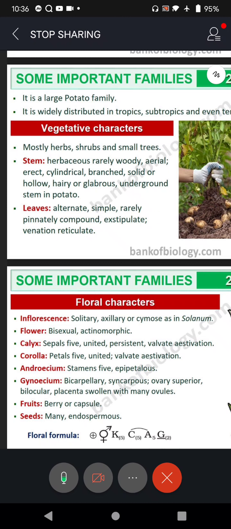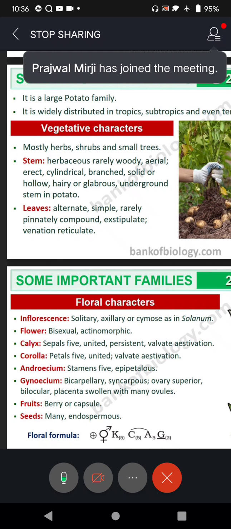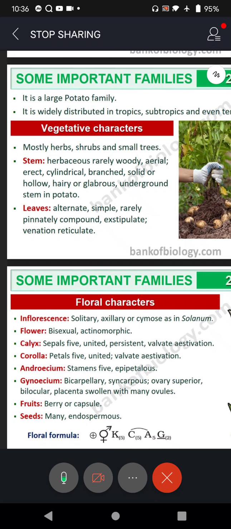And what are the vegetative characteristics? Small plants there. Mostly the plants belonging to family Solanaceae are herbs, shrubs and small trees. Even if trees are there, small trees. Okay. What about stem? What is the characteristic of stem?